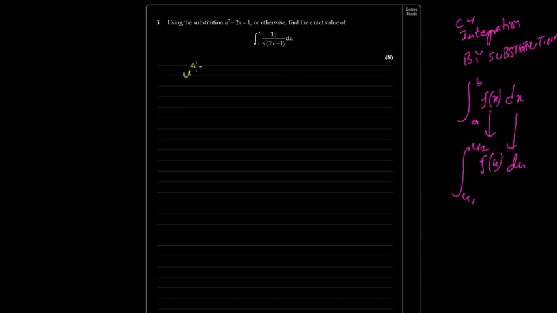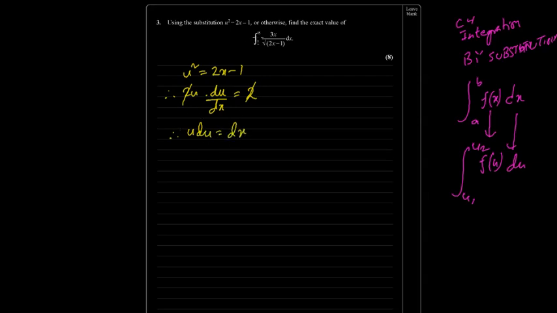U square equals 2x minus 1. Instead of sending this square to the other side and making it a square root, it's a good idea to do the derivative as an implicit derivative. So u square gives 2u du by dx, 2x gives 2, and the derivative of 1 is 0. You can cancel this 2 and this 2, so therefore u du would be dx. So we have found the derivative of this.